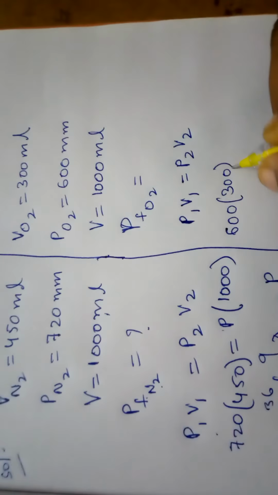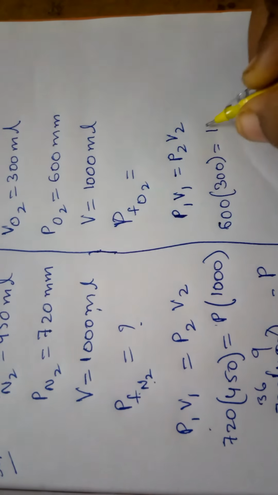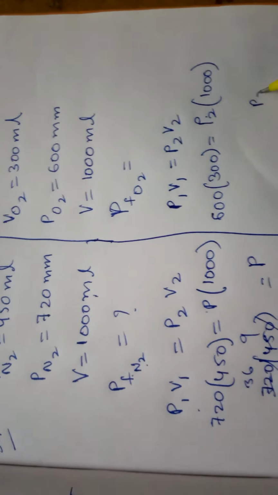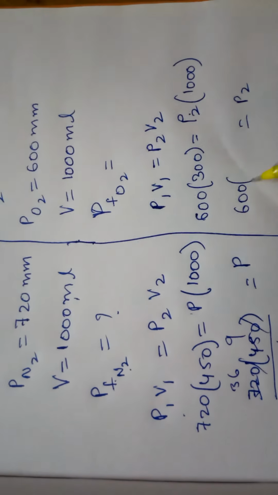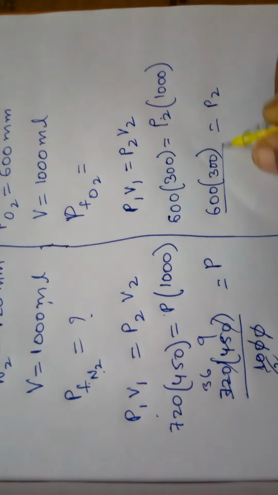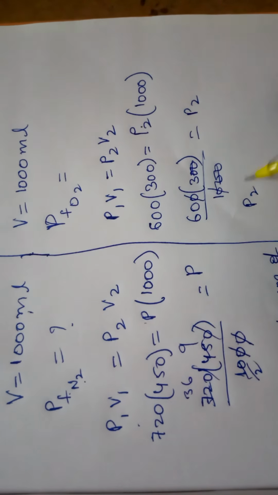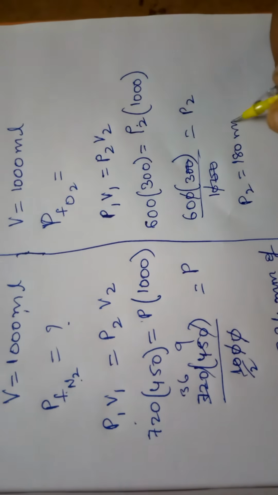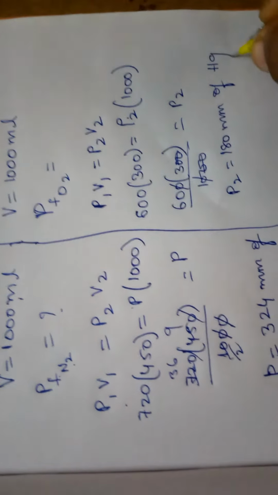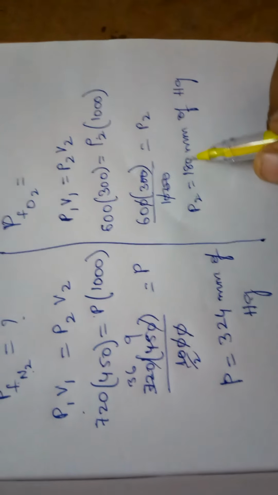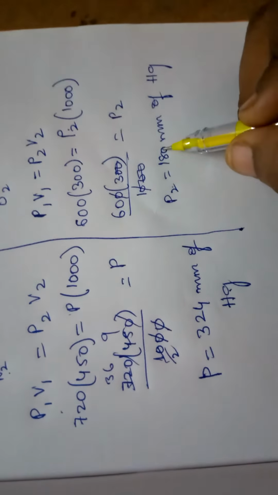See, 600 into 300 equals P2, you need to find out into 1000. Yes, P2 equals 600 into 300 divided by 1000. Cancel this one, cancel. So here you are going to get 180 mm of Hg. This is the partial pressure of nitrogen when it is kept in the container. This is the partial pressure of oxygen when it is kept in the container.